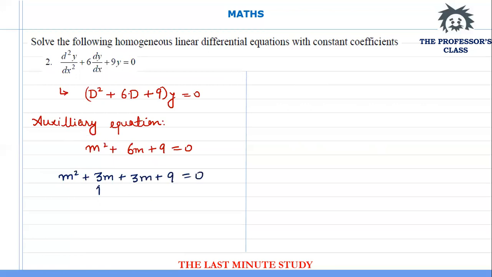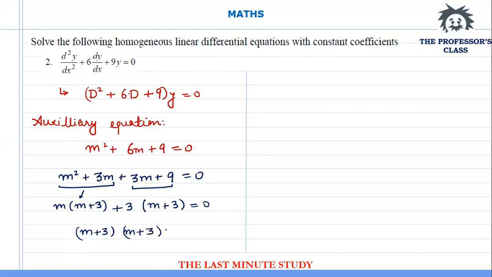So here you can see that 3 plus 3 becomes 6, and 3 into 3 becomes 9. From the first two terms, I'll be taking m common so that I'll be left with m plus 3. And from the second two terms, I'll be taking 3 common so that I'll be left with m plus 3. So from these two, I can take m plus 3 common and I'll be left with m plus 3.